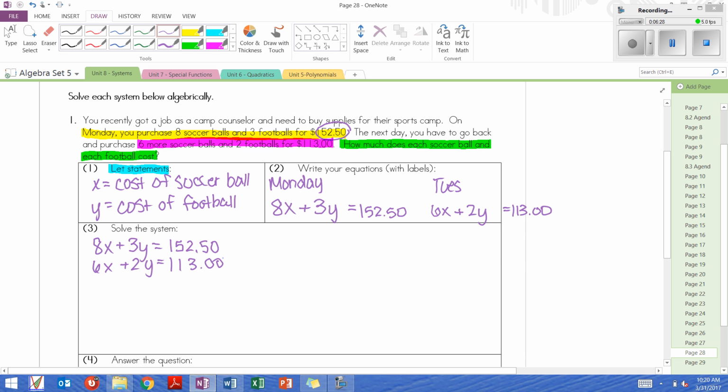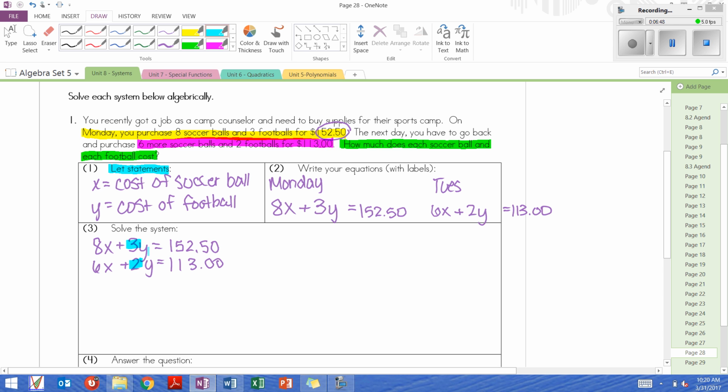Okay, and as I was saying, I just don't want to deal with a lot of fractions or decimals within this if I use substitution. So let's use elimination. And my constants, or my coefficients of my y term, the 3 and the 2, they're smaller than the 8 and the 6.